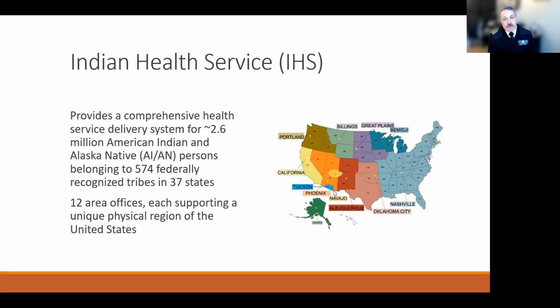There's a map here that shows the Indian Health Service and how it's divided into different regions. The IHS provides a comprehensive health service delivery system for about 2.6 million American Indian and Alaska Native people, belonging to 574 federally recognized tribes in 37 states. There are 12 different areas, and each of these areas is mostly representing tribes in a group of states. The exception to that really is the Navajo area, which serves only the Navajo Nation. Next slide, please.